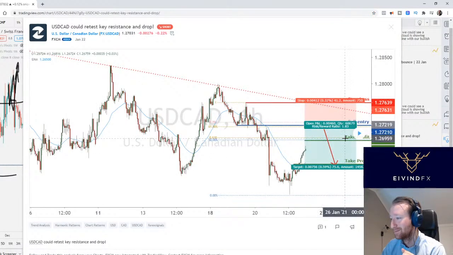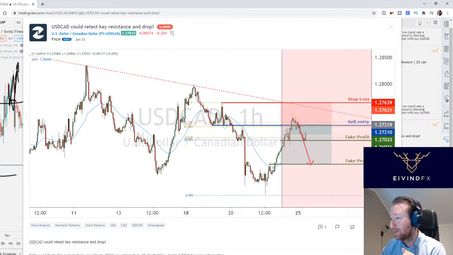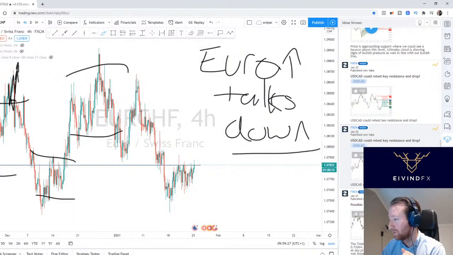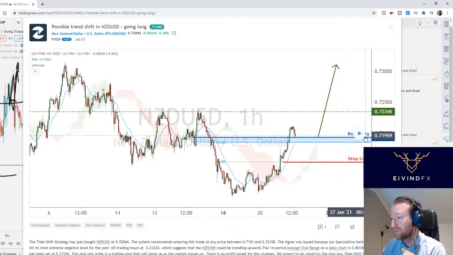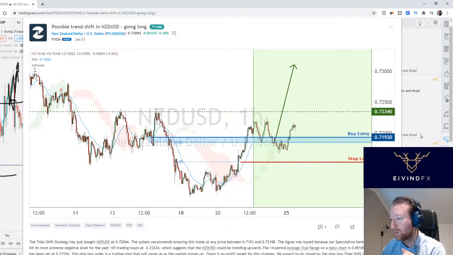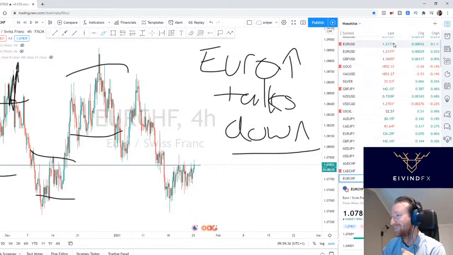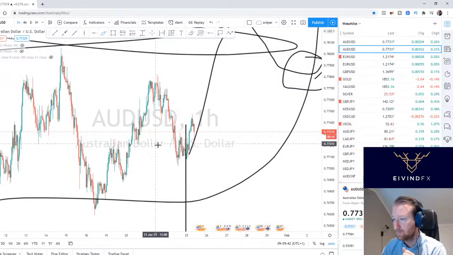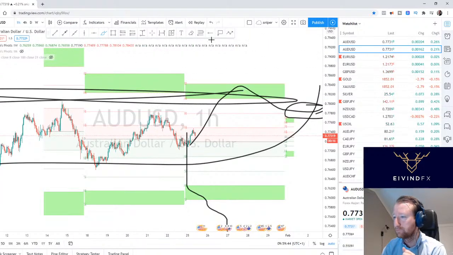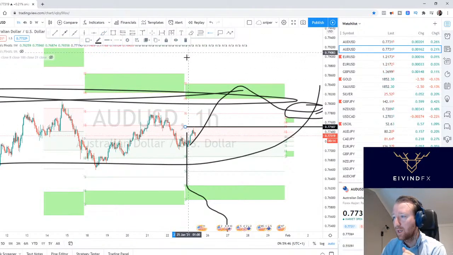Use the CAD. Okay, that actually worked out, but it doesn't matter. Possible new trend on New Zealand, buy entry. Oh, almost stop loss. Anyways, doesn't matter. Australian dollar, US dollar. I was thinking, oh yeah, here we are. That's a good sell price, mate.